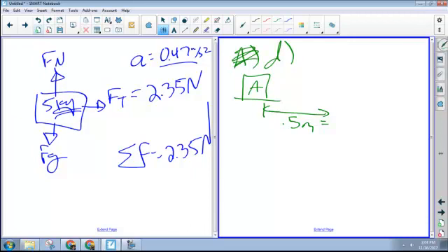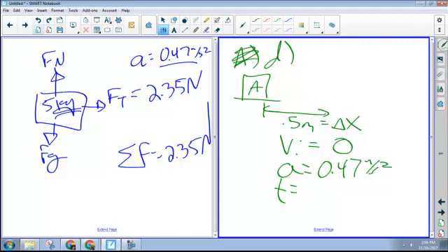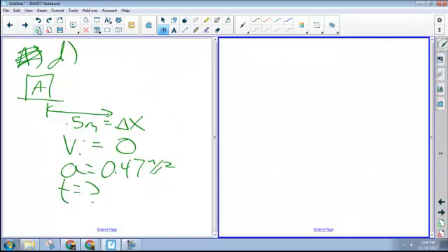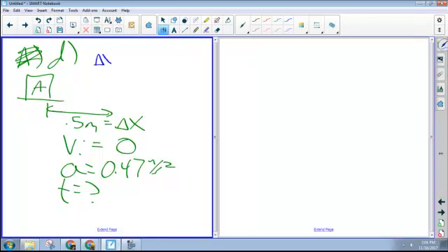Okay, so what's the 0.5 meters? It's the displacement, right? It says both objects start at rest, which means VI is 0, and our acceleration is 0.47 meters per second squared, right? Good up to there? And it wants to know the time. So we can just use delta x equals 1/2 AT squared plus VIT. Since VI is 0, this part goes away, and you solve for time, and you get whatever the answer was on the sheet. Is that cool?